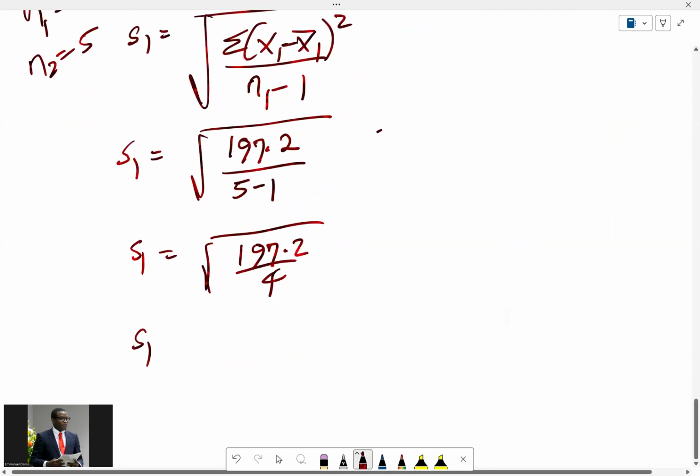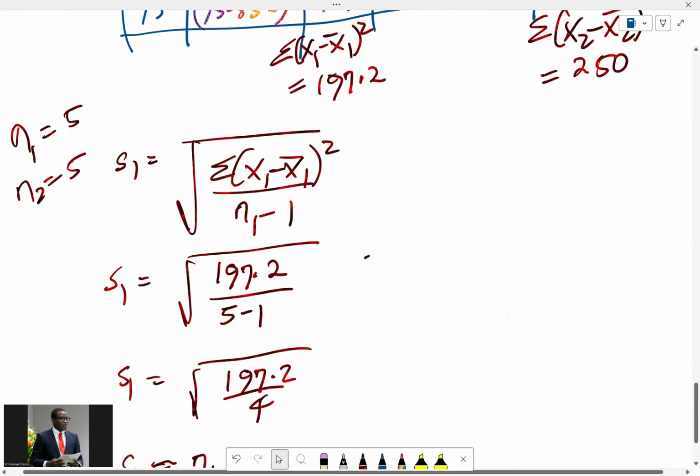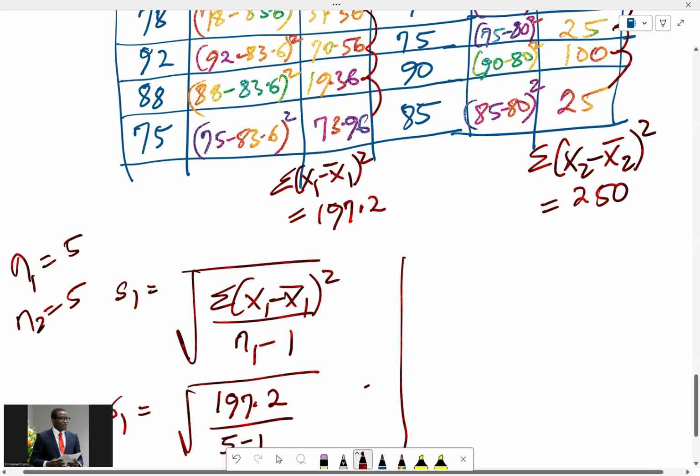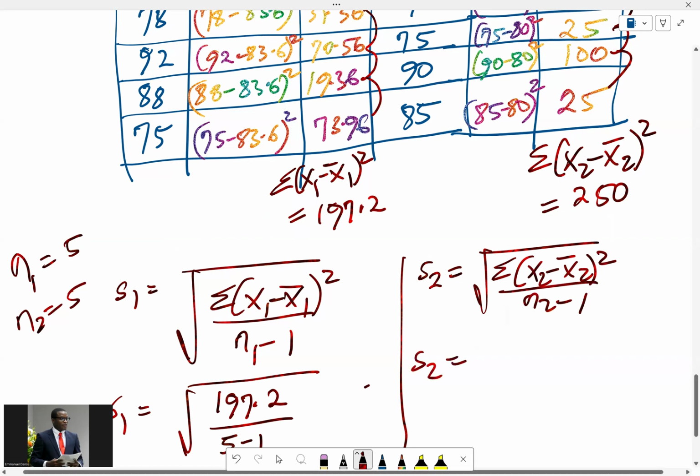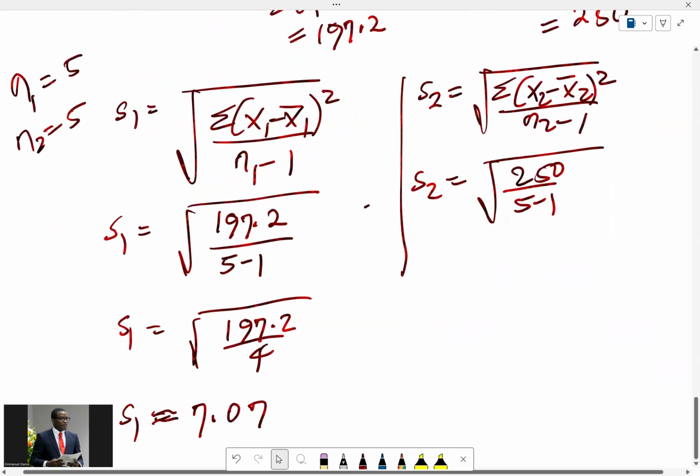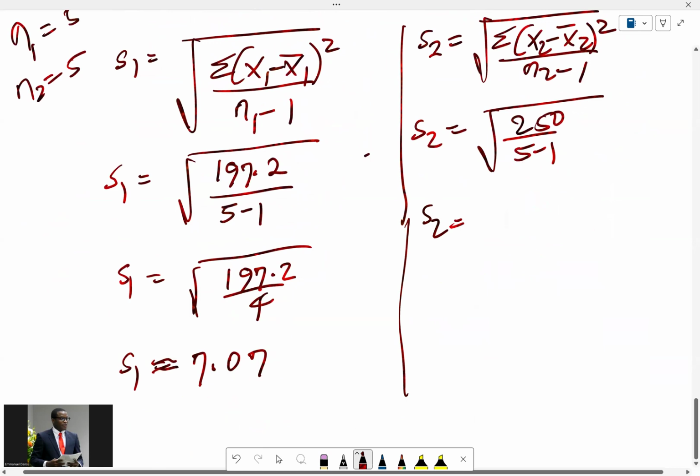So S1 is the square root of all of that together, which is approximately 7.07. And then when you come to this other side, you have S2 to be the square root of the summation of x2 minus x2 bar all squared divided by n2 minus 1. So S2 equals the square root of 250 all over 5 minus 1, which is the square root of 250 divided by 4.